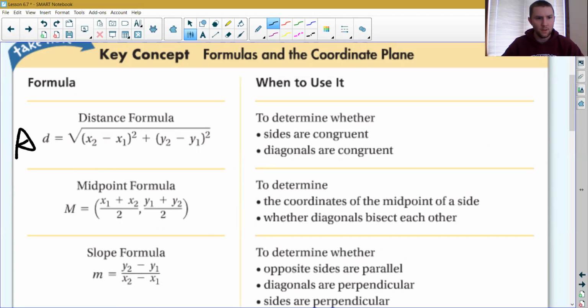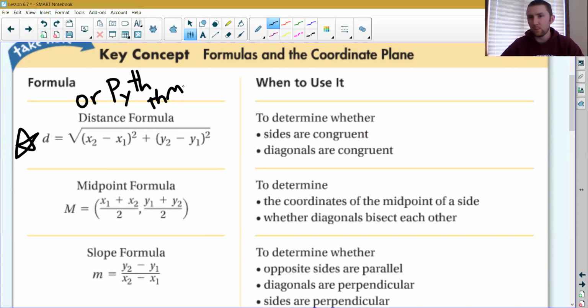Okay, and the distance formula is basically how we find the length of a segment. Now when we first learned the distance formula, we also learned it as, and I'm going to write up here, the Pythagorean theorem. So the distance formula or the Pythagorean theorem is how we can find the length of a segment.